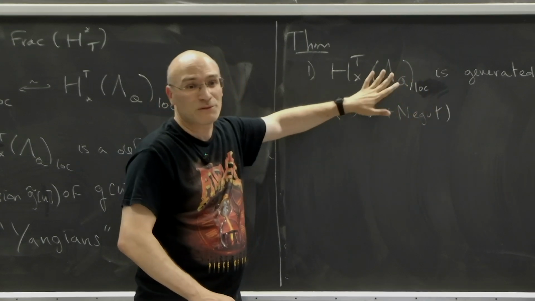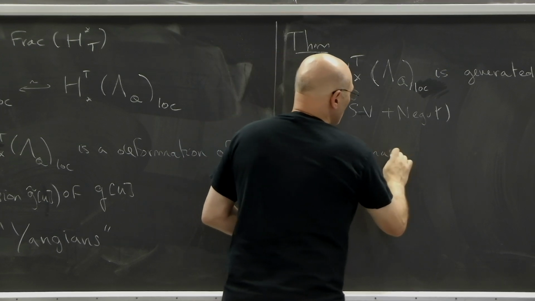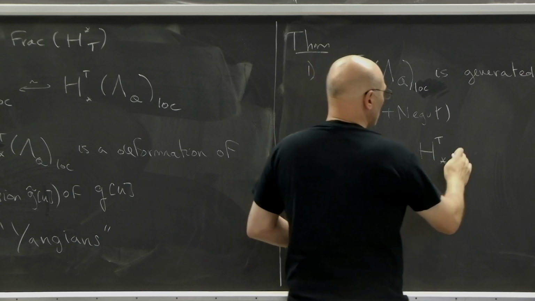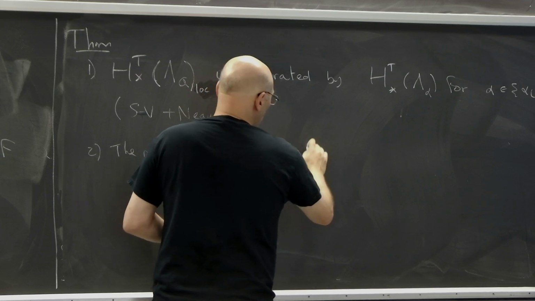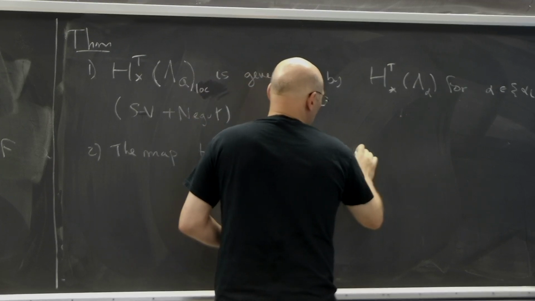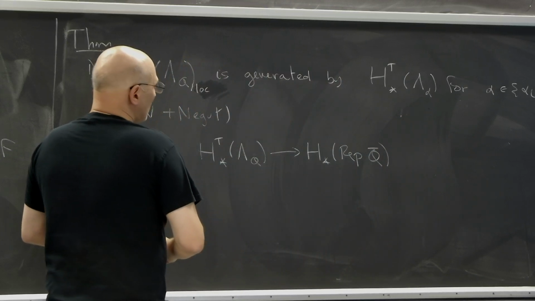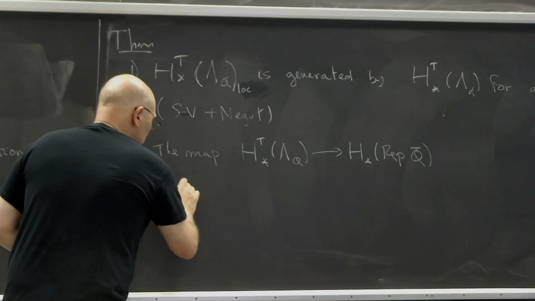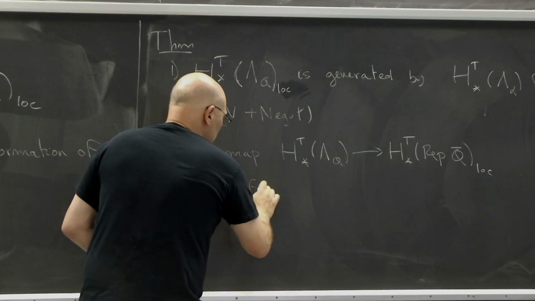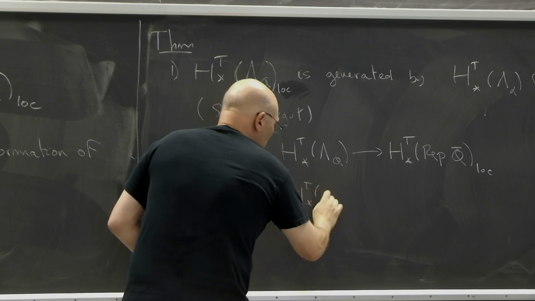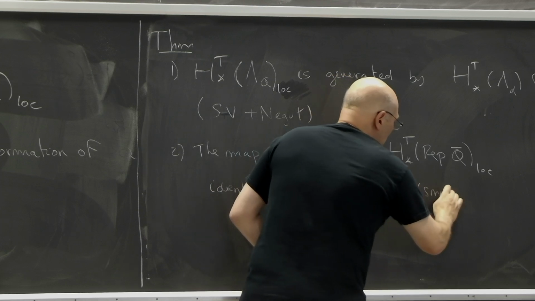So it makes sense to look at relations. And then, so the map from H star T lambda Q to H star T rep Q bar, okay, identifies H star T lambda Q, or this one, with what's called a small shuffle algebra.